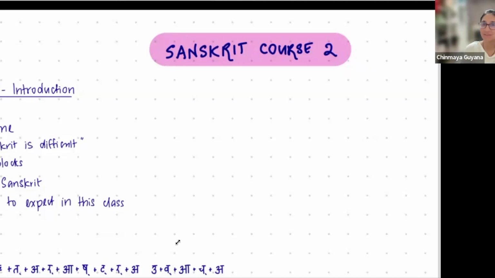Yesterday, we had a brief introduction to Sanskrit grammar, meaning specifically the connotation that Sanskrit is difficult. We looked at some roadblocks and how to overcome them. We talked briefly about why Sanskrit is important, and very importantly, what to expect in this class.